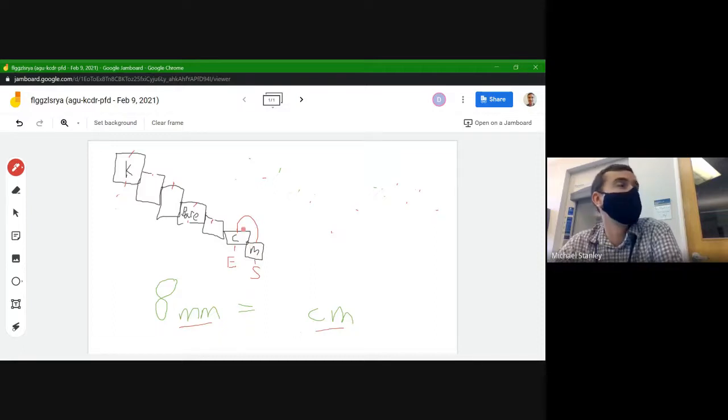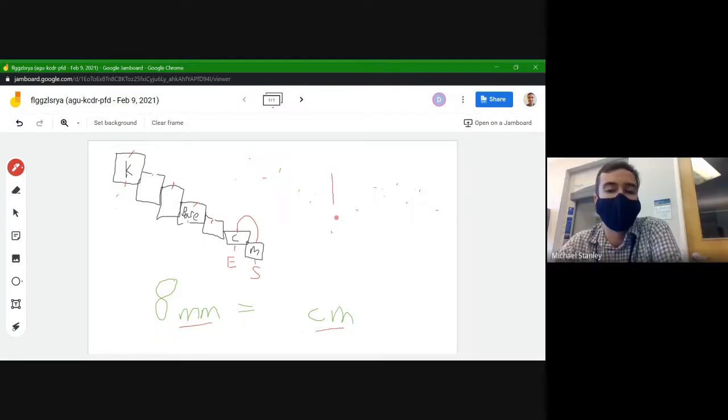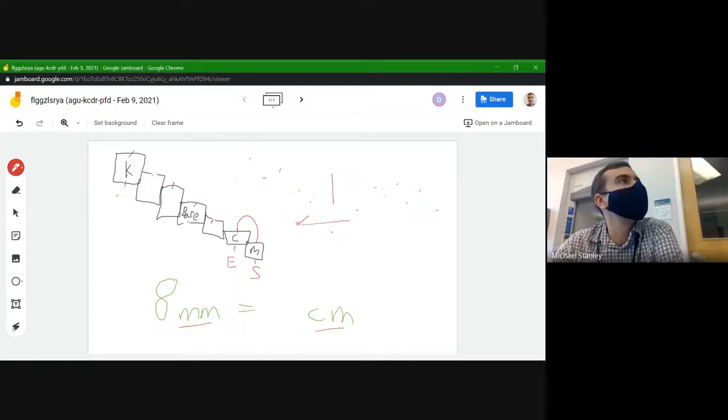So how many steps did we take? 1. And what direction did we go, left or right? Left. 1 step to the left. So millimeters to centimeters is 1 step to the left. So I'm going to take my decimal that's right here and move it 1 step to the left. So it'll end up being over here.